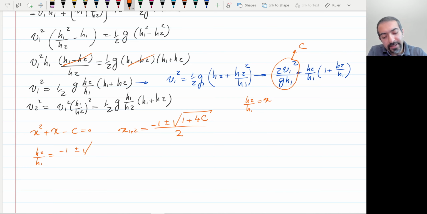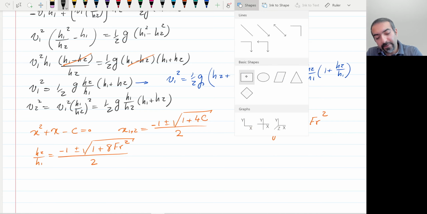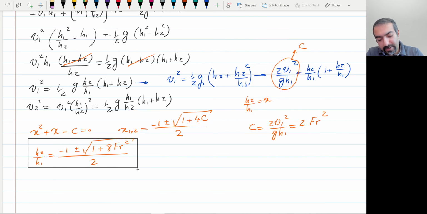Let's substitute. That's going to be -1 plus minus the square root of 1 plus 4C. But remember, what is C? C is 2v1^2 over g h1. So that's going to be 2 times the Froude number to the power 2. So that's going to be (-1 plus minus the square root of 1 plus 8 Froude number squared) divided by 2. All right, so we got the expression that we were looking for between h1 and h2.